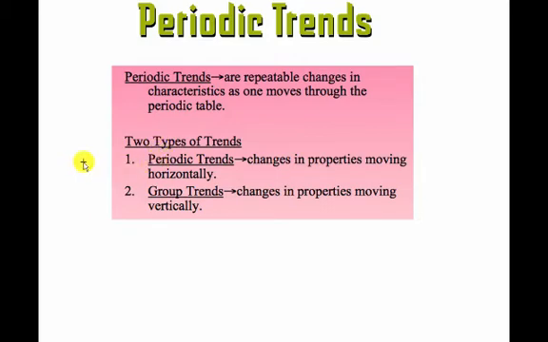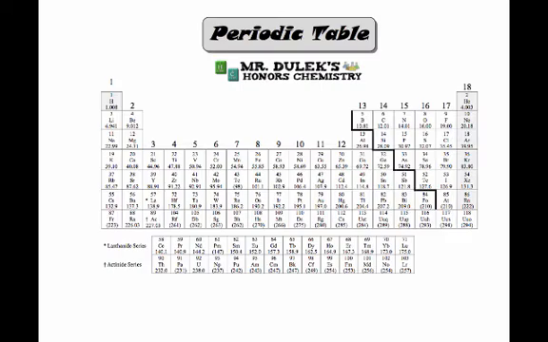So there's two types we're going to look at. One is a periodic trend. The other is known as a group trend. Group trends and periodic trends are those changes that I was just showing you. A group trend goes up and down on the periodic table, so this would be considered a group trend. We would look at what happens with the alkali metals, so we would look at what happens to the atomic size. Does the atom get bigger or smaller as I move down?